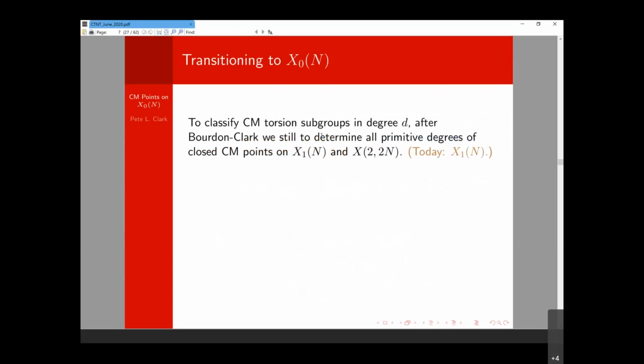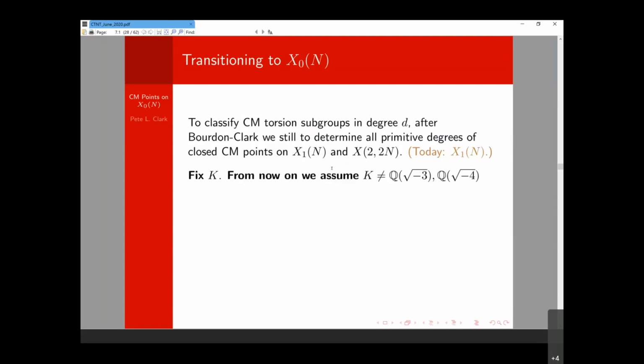Okay, so if we're trying to classify the CM torsion in degree D, we still have to do X1 of N, so one point of order N, and we still have to do a point of order full 2-torsion and another point of even order. And today I'm just going to concentrate on the case where you have one point of order N. Okay. And so now let me transition to the work that I want to talk about today.